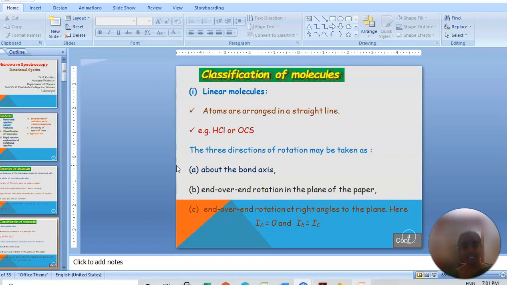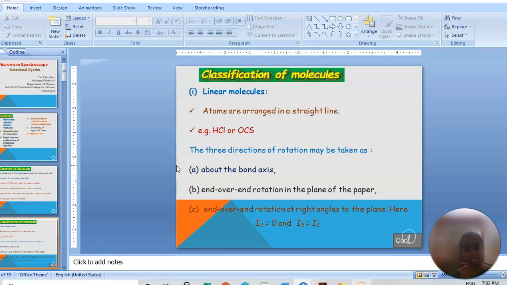So here IA equals 0 and IB equals IC. That is the main thing here. IA equals 0 because rotation about the bond axis is very small, we cannot give it a value. So for linear molecules, always IA equals 0 and IB equals IC.